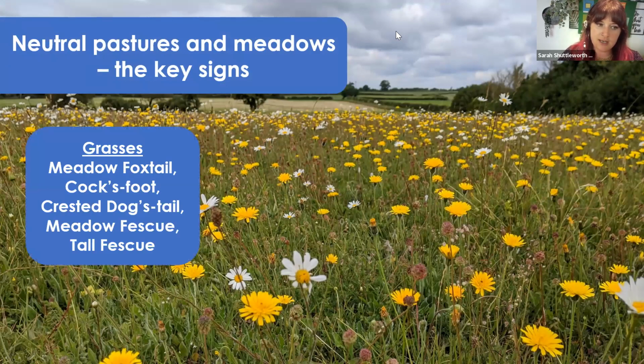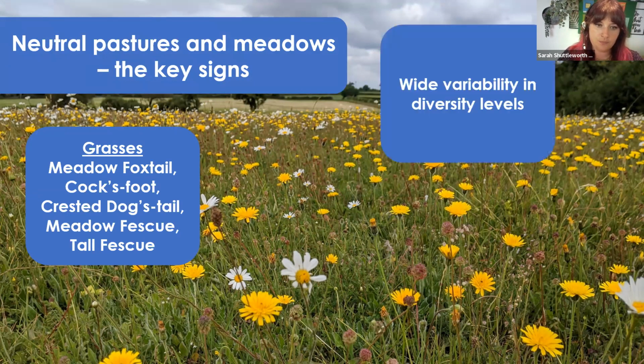So what are some of the key signs that you've got neutral pastures and meadows? Those grasses, again, remember we talked about you could have some of those other species I mentioned, but also things like meadow foxtail, the crested dog's tail is a real key one, and things like meadow fescue and tall fescue. Again, none of these are NPMS indicators, but if you did ever want to get familiar with these grasses, these could be useful in telling you what you've got.